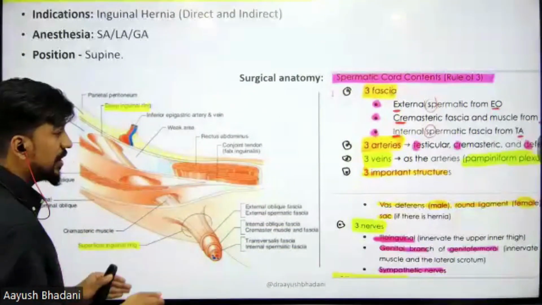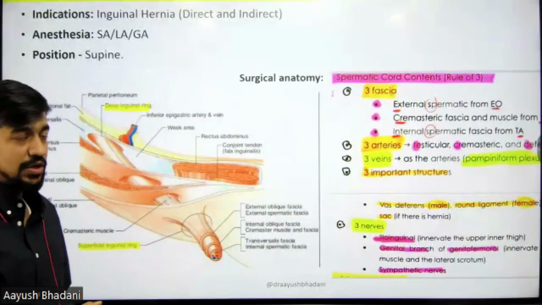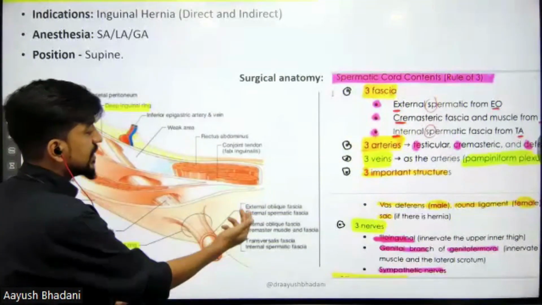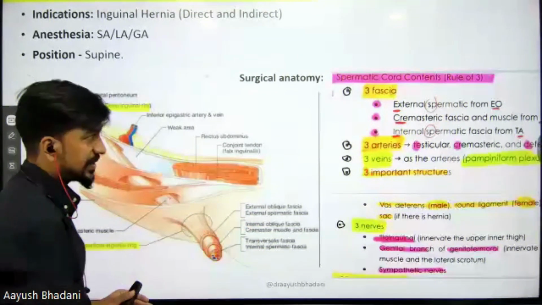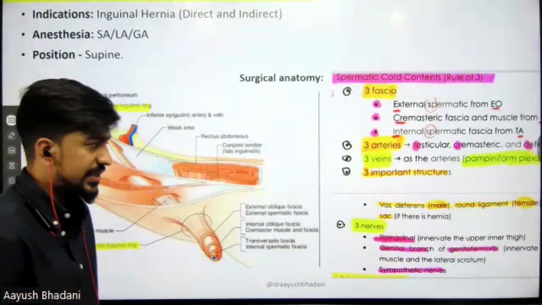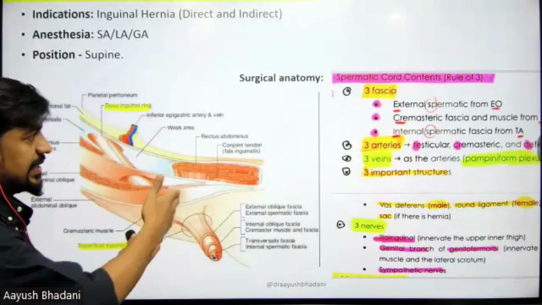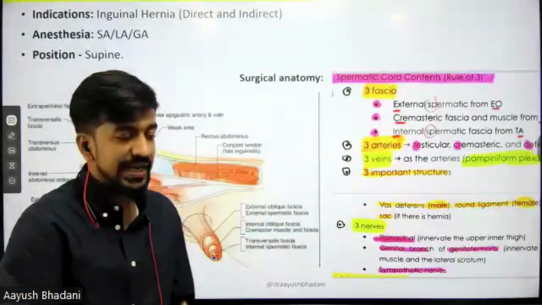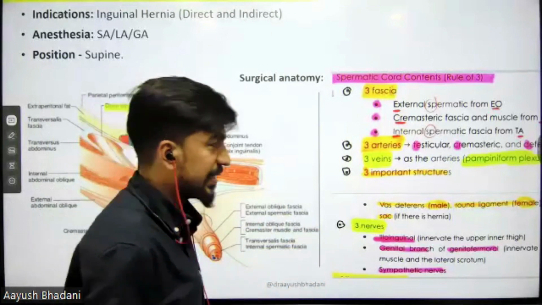Just another point over here. What are the structures in this spermatic cord? We have 3 fascias: external, internal, and the cremasteric. 3 arteries: testicular, cremasteric, and the artery to the vas deferens. 3 veins: again the testicular vein, cremasteric vein, and vas deferens vein, which forms the pampiniform plexus.